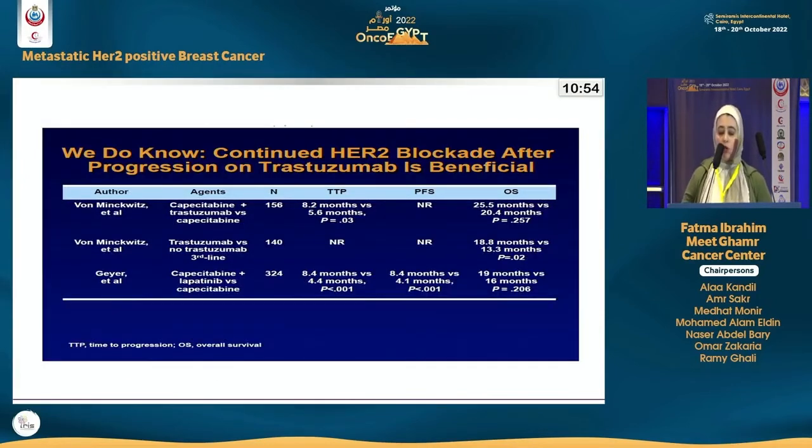We do know continued HER2 blockade after progression on trastuzumab is beneficial. Regarding examples of 3 trials, continuation of trastuzumab plus capecitabine in comparison to capecitabine alone showed improved time to treatment progression and overall survival. And also trastuzumab versus no trastuzumab at a third line showed a survival benefit. Capecitabine plus lapatinib in comparison to capecitabine alone showed improvement in time to progression that was statistically significant, and improvement in overall survival, but this difference was not statistically significant.